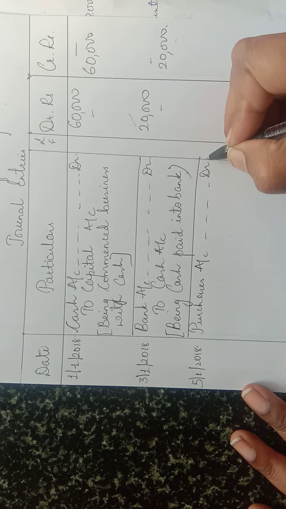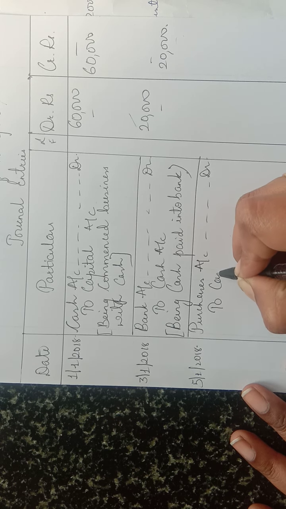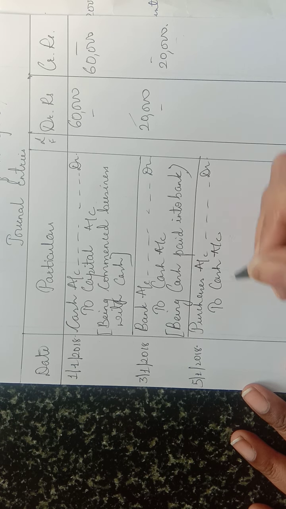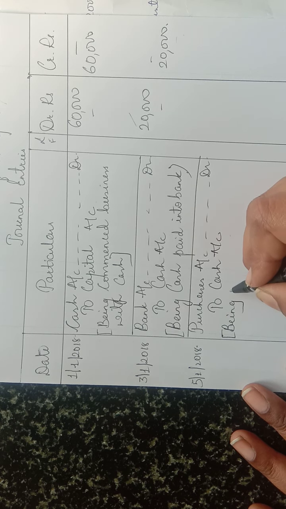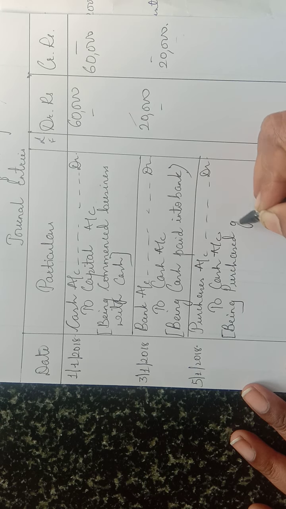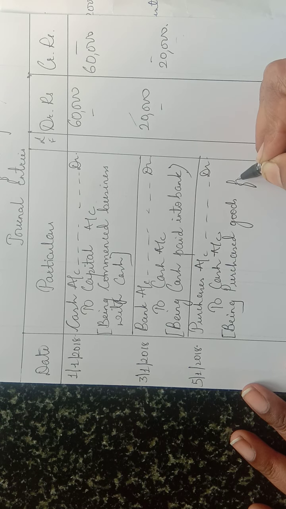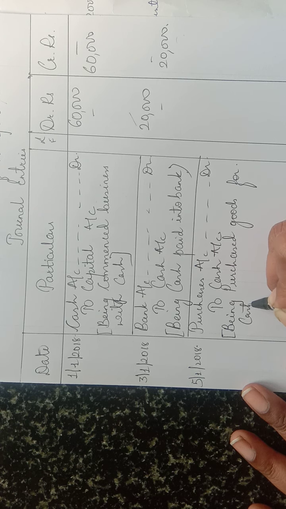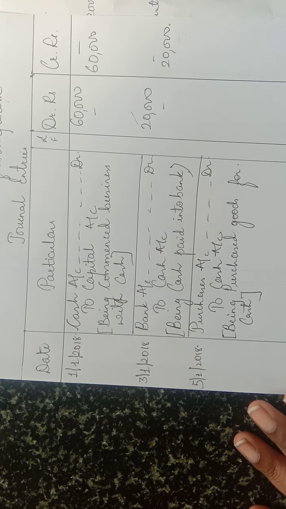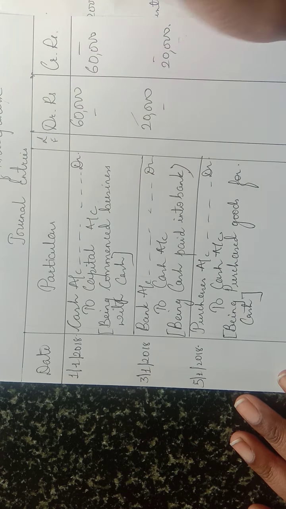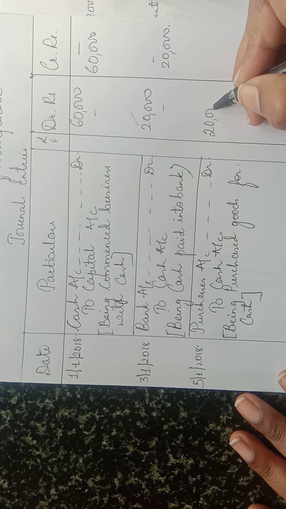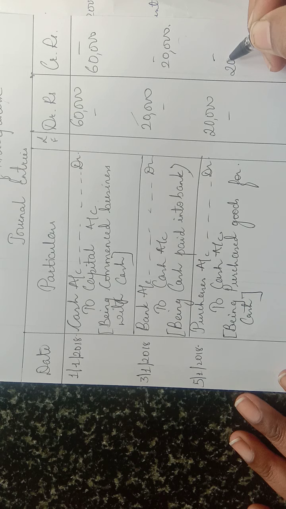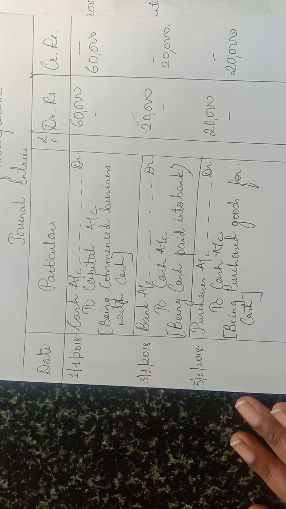Purchase account debit to cash account. Being purchased goods for cash. Okay, so amount is how much? 20,000. Draw the line.